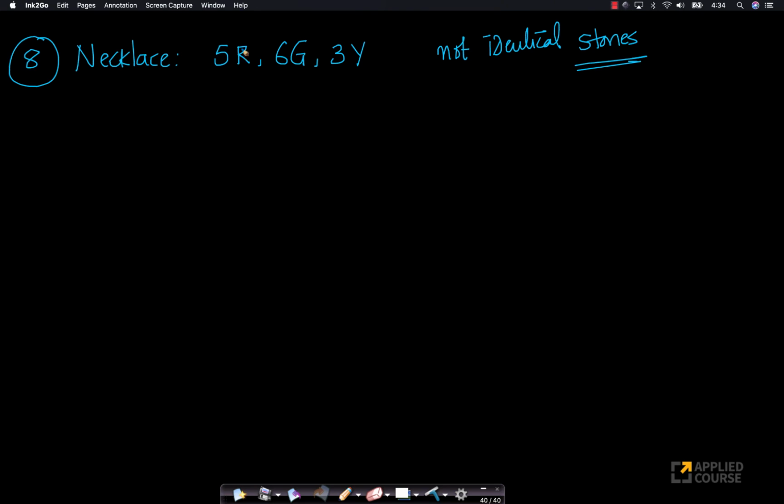So each of these red stones is also distinct. Each of these 6 stones is also distinct. Each of these 3 stones is also distinct. Now, in how many ways can I construct a necklace? How many distinct objects are there? 5 plus 6 is 11, 11 plus 3 is 14. There are 14 objects, and we are trying to organize them into a necklace like this.